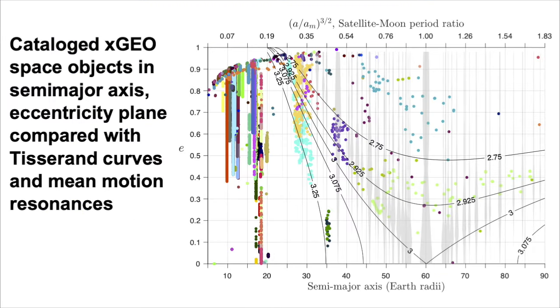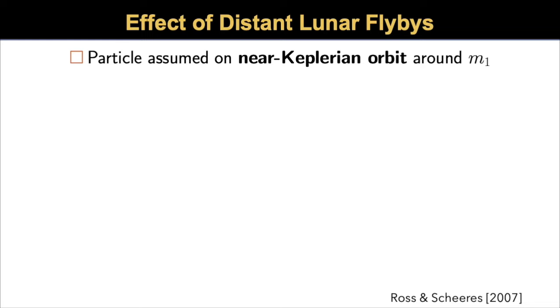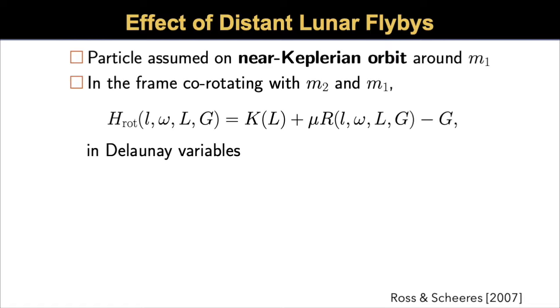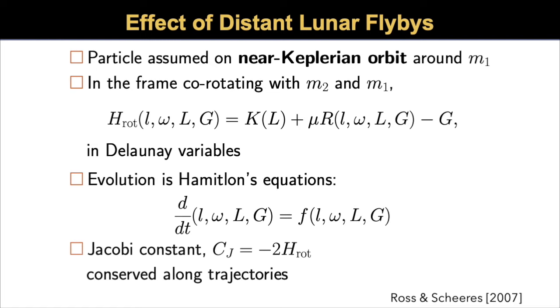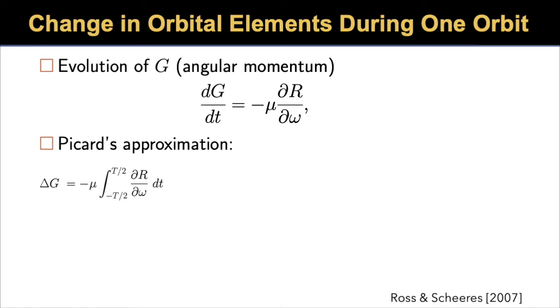So this is that figure that we've seen before of a bunch of TLEs for known objects in semi-major axis versus eccentricity. We can actually come up with a model for how things will move along Tisserand curves. And that's what this Poincaré section gives in some sense. And they're actually distant flybys. This is some work that we've done, a bit like the perturbed two-body approach, where we assume that the spacecraft or particles are on a near Keplerian orbit around the Earth, and we can write Hamilton's equations. So let me just jump to the punchline.